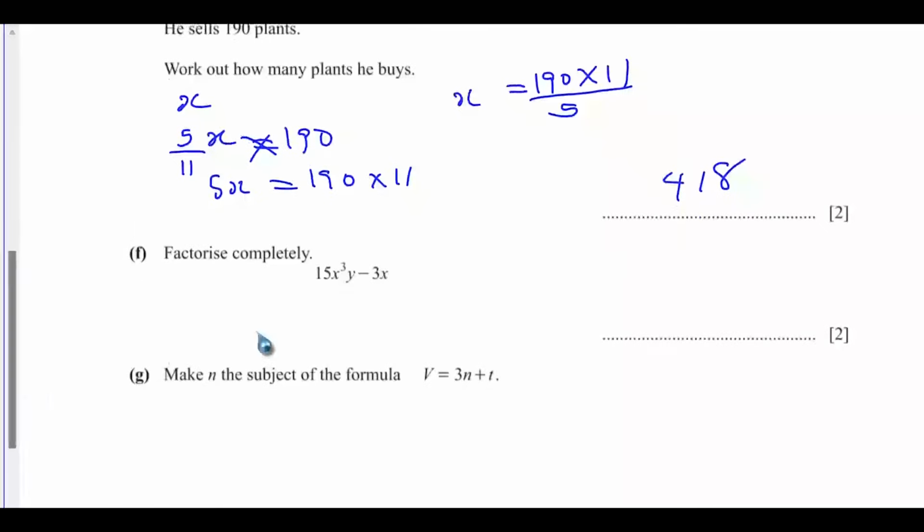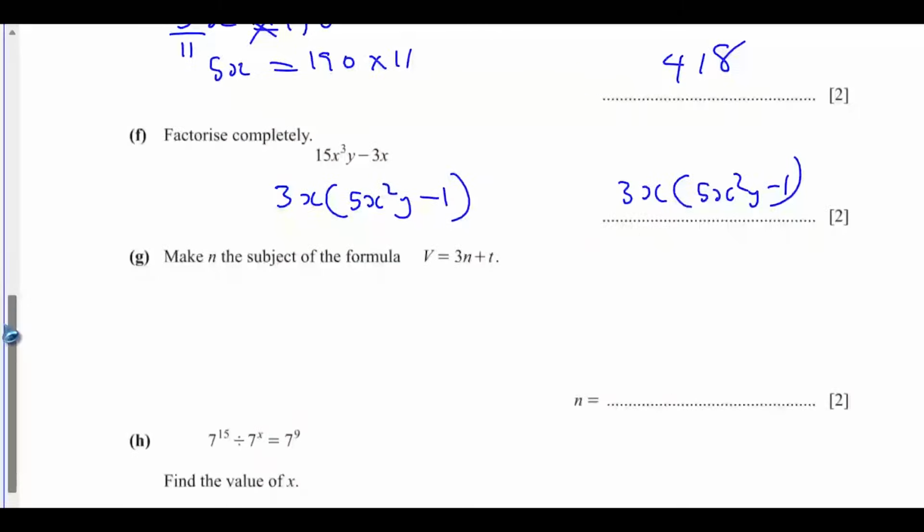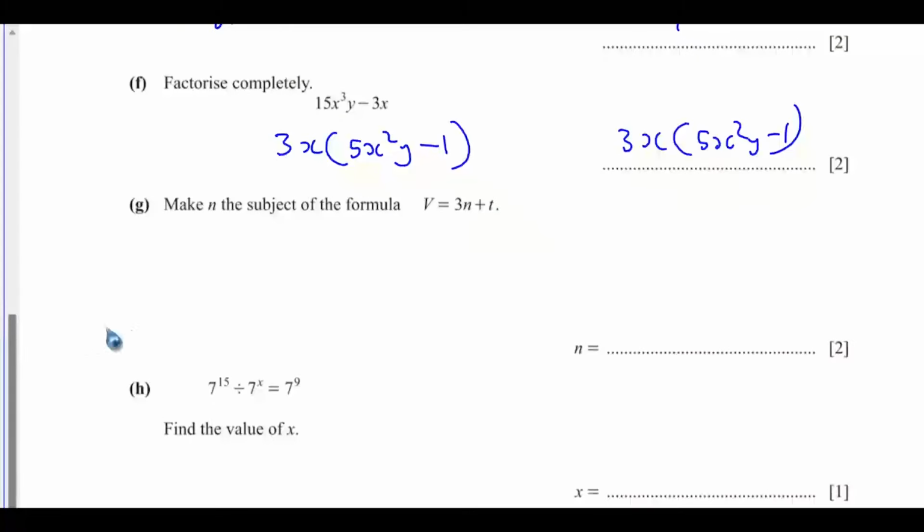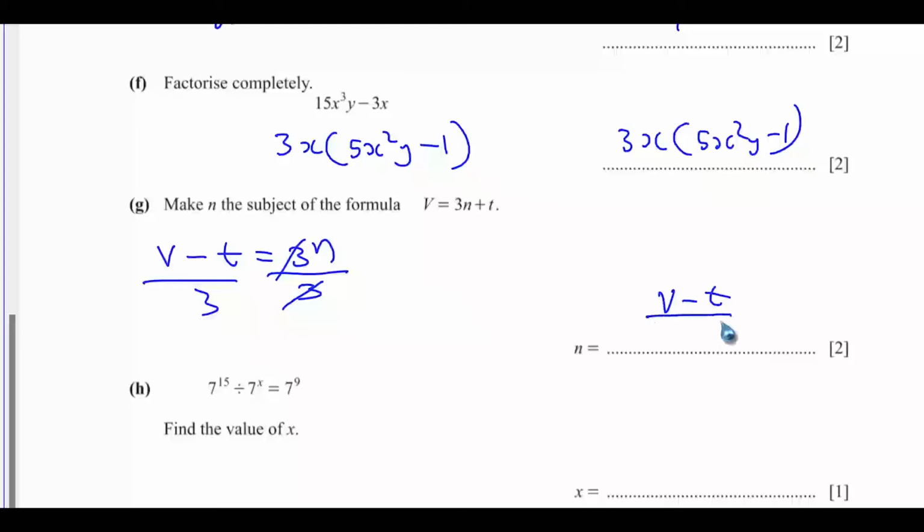Factorize completely. What is common here? You can factor out 3x, so you'll be left with 5x squared y minus 1. So the answer is 3x(5x squared y minus 1). Part G, make n the subject of the formula. From here, you can easily rearrange so that you have v minus t equals 3n. You can divide both sides by 3, and the value of n will be equal to v minus t, everything over 3.